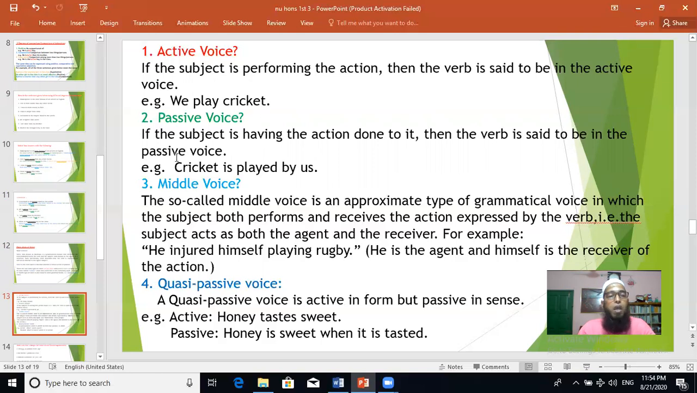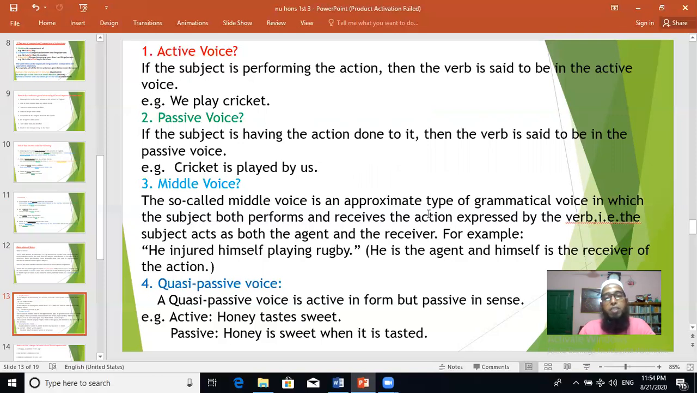And passive voice: if the subject is having the action done to it, then the verb is said to be in the passive voice. That means here the object is given the position of subject and the subject is given the position of object, as you know. Look at this example. Cricket is played by us. So cricket, the object, is given the position of subject. The object has been emphasized in passive voice and the subject seems to be passive here. The meaning is that the subject is having the action done to it. In this sentence, cricket is the subject, but the action is done to it by us. This is passive voice.